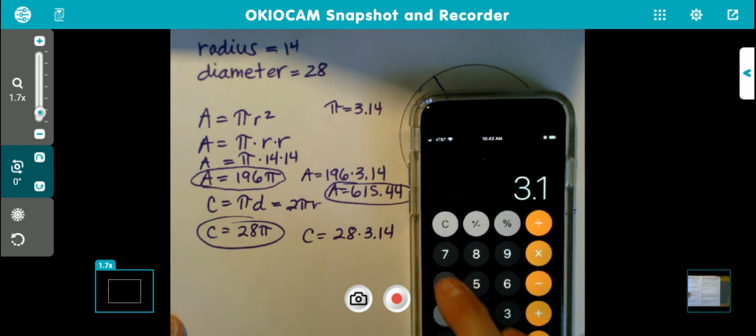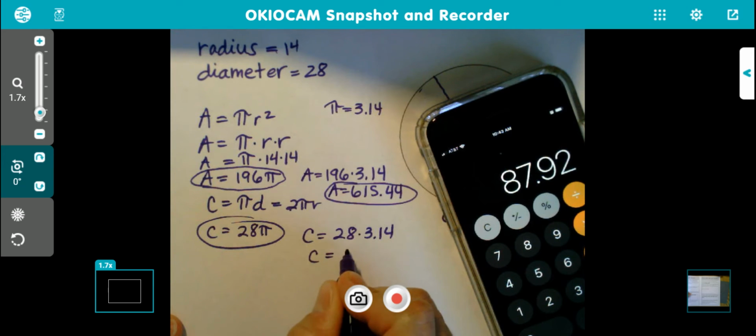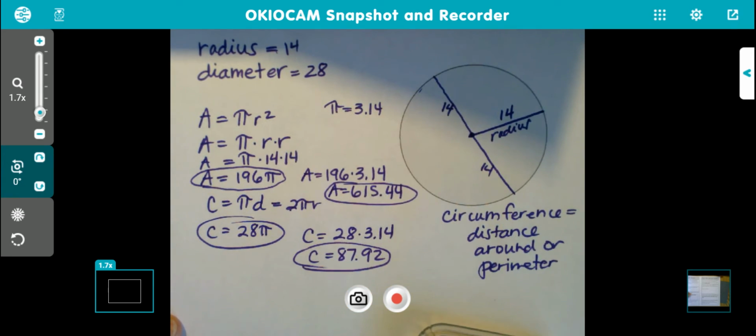28 times 3.14, and that gives you 87.92, and that's your circumference.